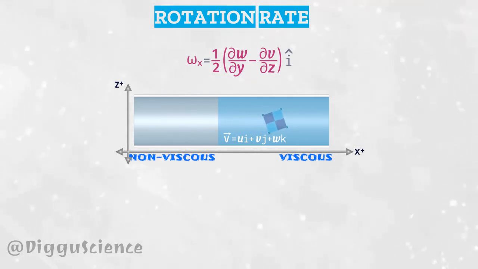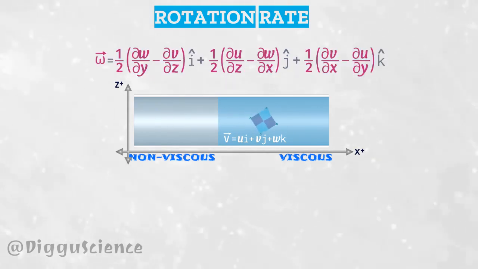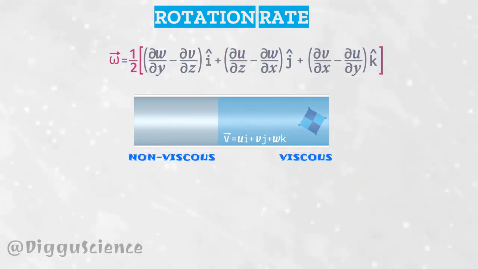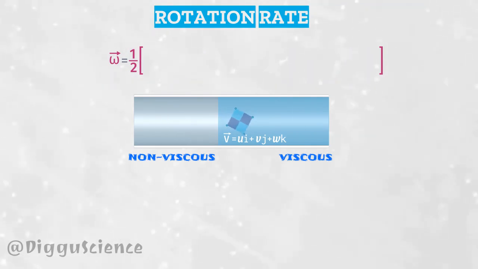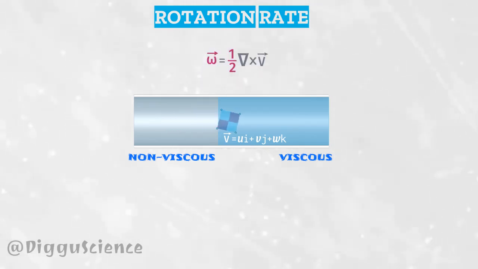If a fluid parcel rotates in three-dimensional space, its angular velocity is the sum of omega x, omega y, and omega z. This form is the curl of the velocity field vector, often written as nabla cross vector v.